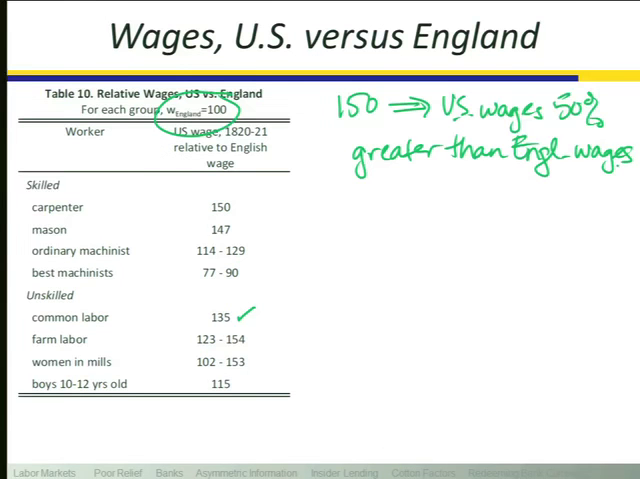Carpenters do better in the United States than they do in England. Masons do better in the United States than they do in England. The only group here that's not doing better in the United States than they're doing in England are these machinists, who are earning a better wage in England than they would earn in the United States.